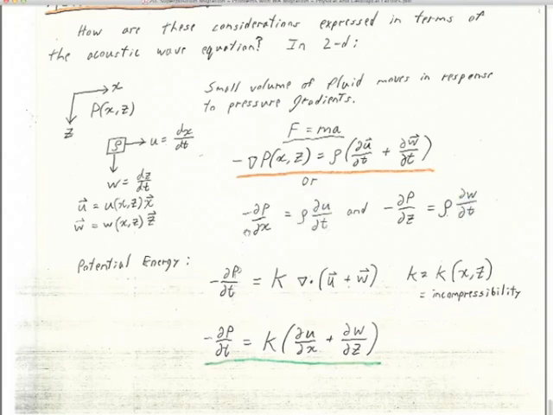So here's the gradient, here's the x direction equation, minus dp dx is equal to rho times du dt, and the z direction equation, minus dp dz is equal to rho times dw dt.